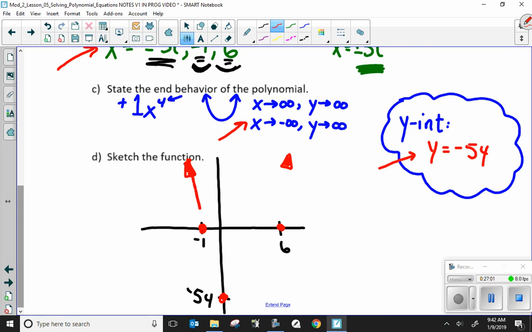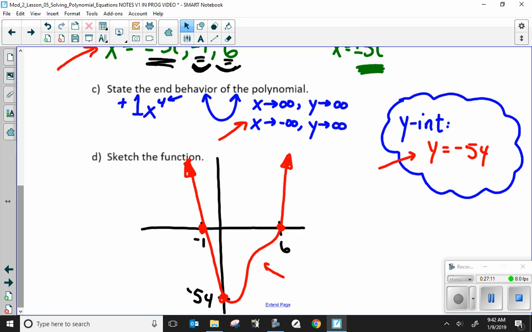So it might come down like this, cross here, do one of these things, go up like that. Do you have to have this little bump out part here? No. If you drew something that looked like this, down through here, that's a sketch of what it might look like, because it still goes up forever on the left and right. It still crosses at 6 and negative 1 on the x, and it still crosses at negative 54 on the y. You're good. And we're done.